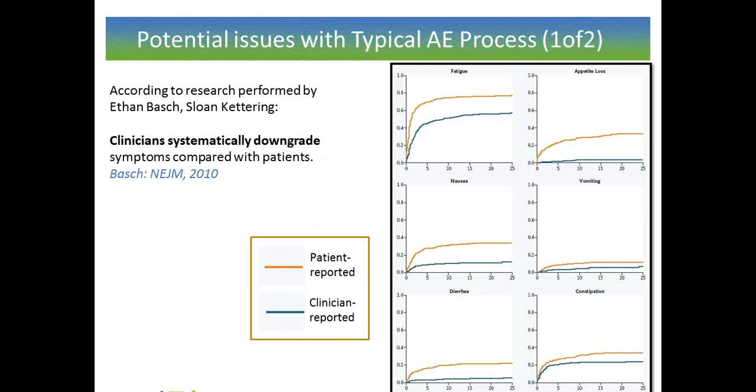We're going to talk briefly next about what are some potential issues with this type of process. If you're familiar with a gentleman by the name of Ethan Basch, he's very involved with research surrounding patient-reported adverse events, specifically with oncology type of studies. This particular research was published in the New England Journal of Medicine.